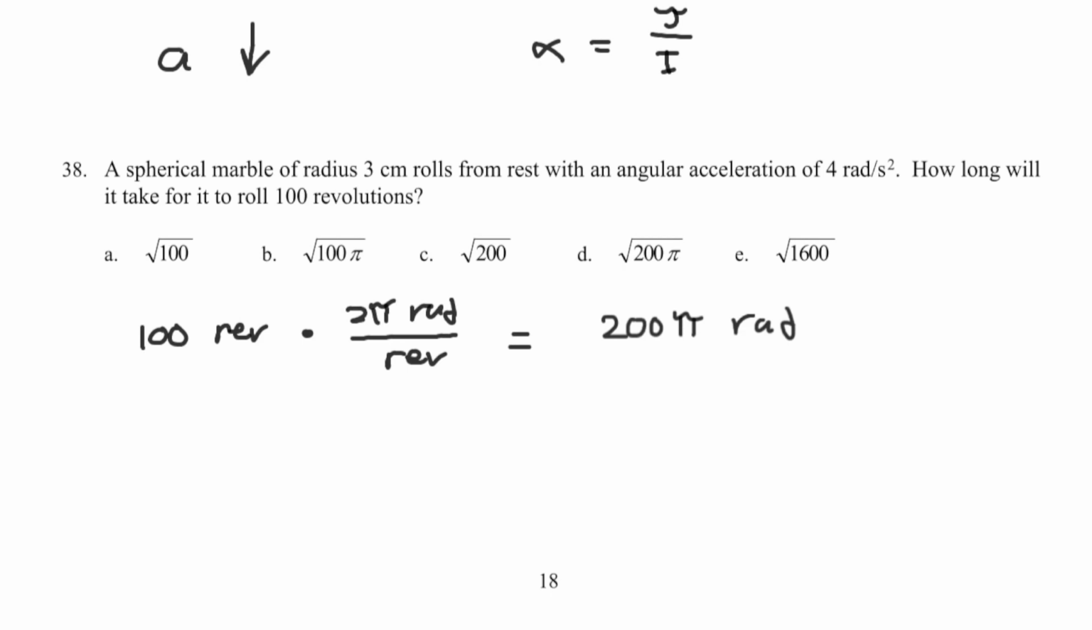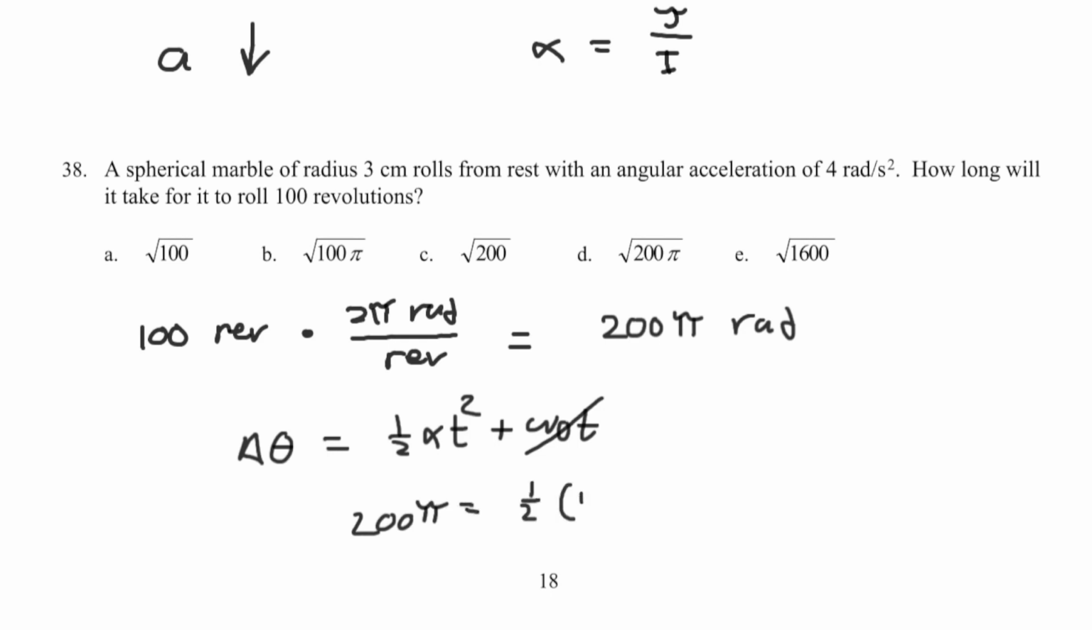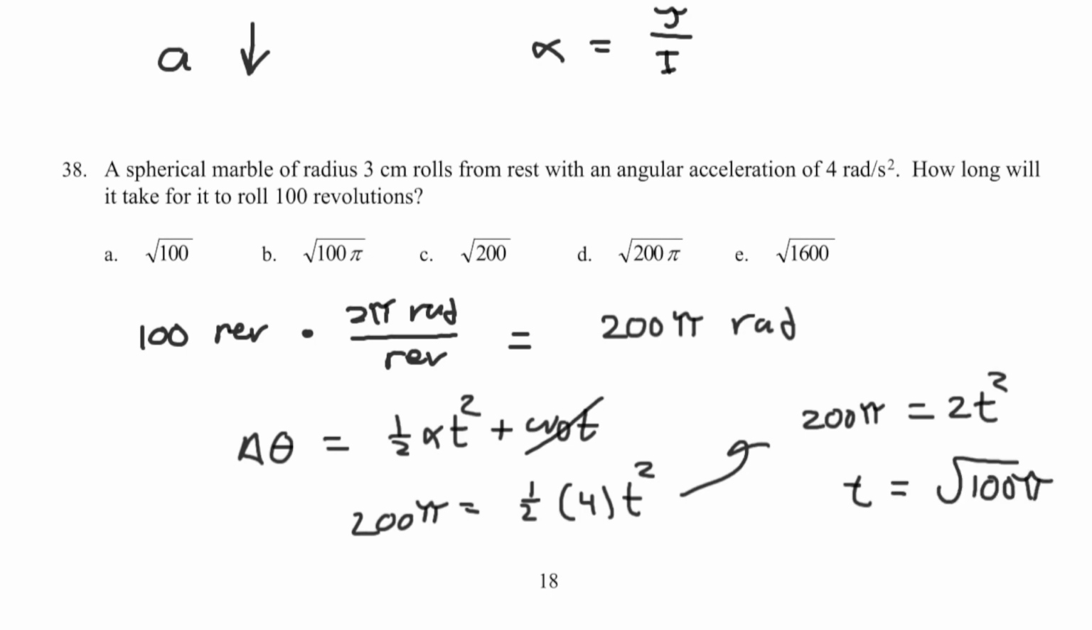200 pi rads. So we're just going to use the fact that delta theta is equal to 1/2 alpha times time squared plus an initial velocity term that's 0. So we're just solving 200 pi equals 1/2 times 4 times t squared. So 200 pi is just going to be equal to 2t squared, so t is square root of 100 pi. So that'd be answer choice B.